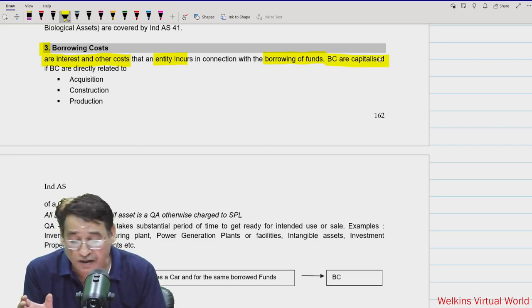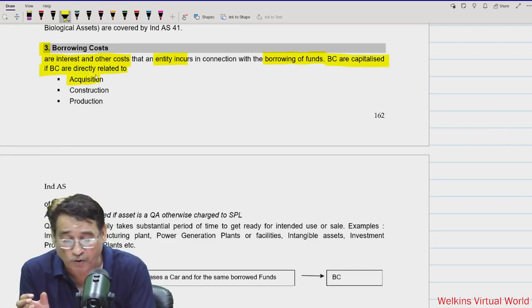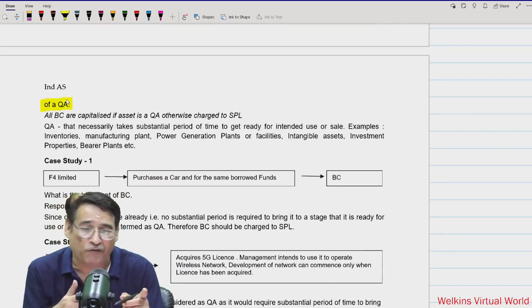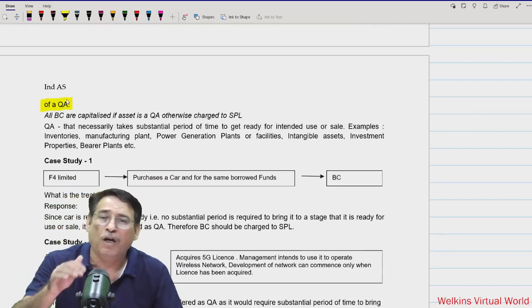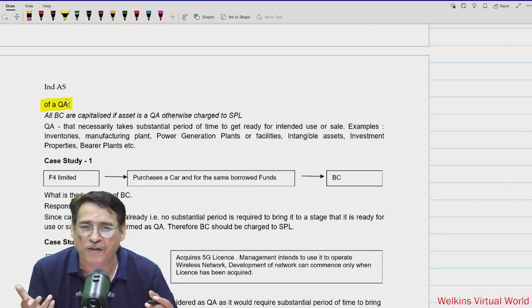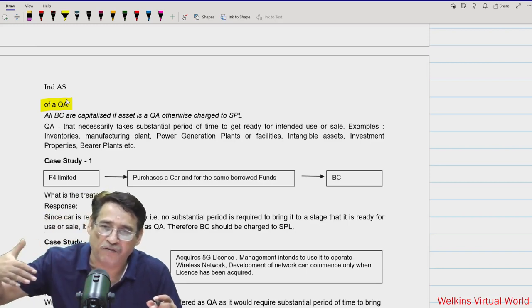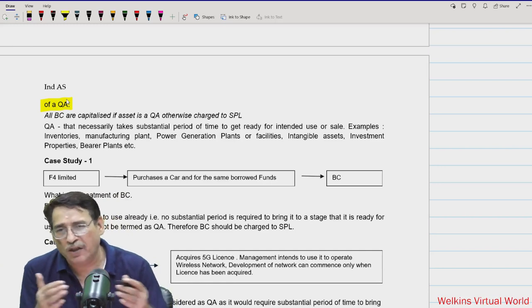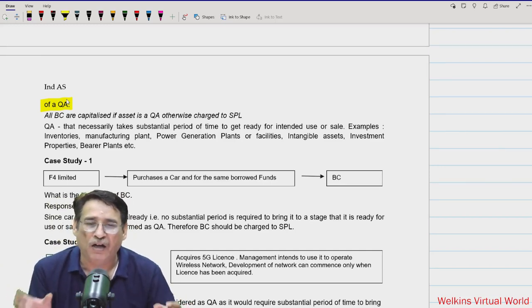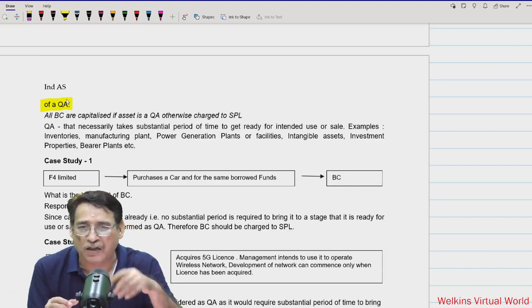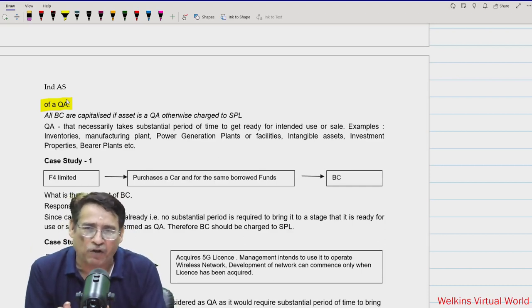And borrowing costs are capitalized if borrowing costs are directly related to the acquisition, construction or production, as I told you, of a qualifying asset. In simple words, I told you the meaning of qualifying asset. Qualifying asset in simple words means the stage when the construction has commenced and construction activity is still ongoing, correct? So during this phase, we may say the asset is qualifying. And once the construction activity or the activity to prepare the asset gets completed, the asset will become qualified. However, the standard defines the qualifying asset in a different manner.